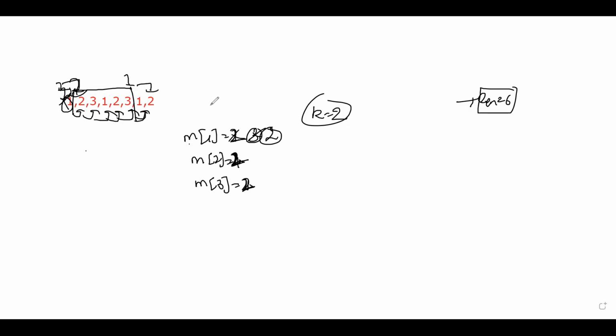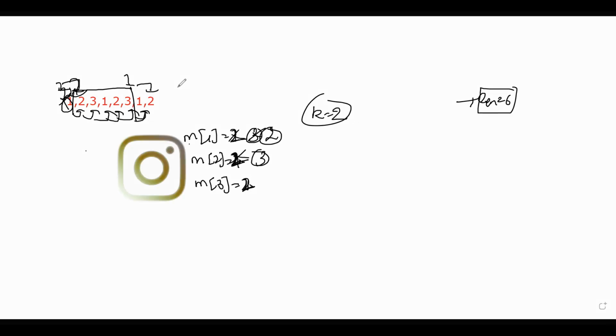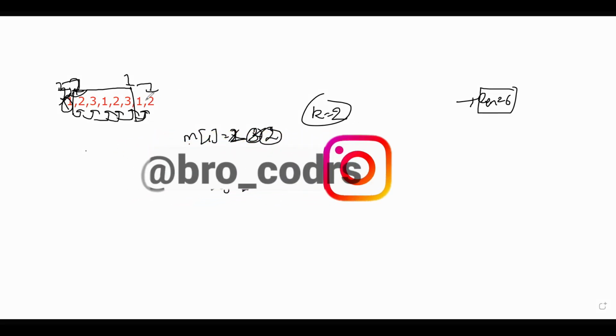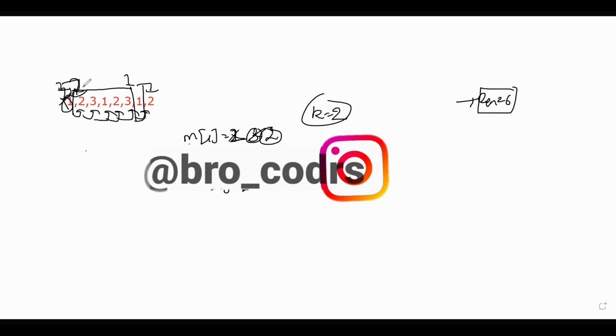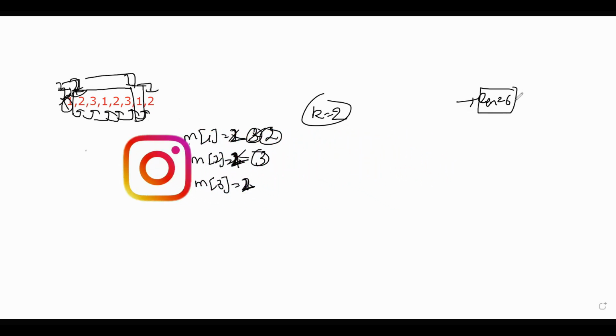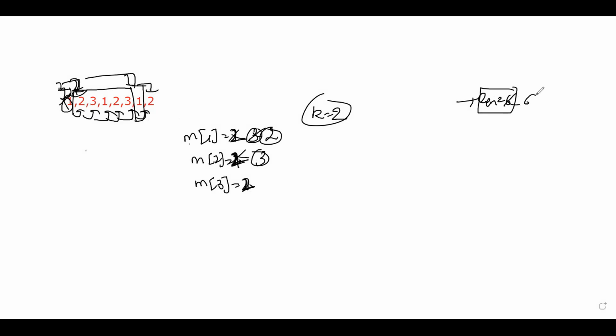Now moving this ahead, map of two again becomes three. Now this is again a problem because no element can be greater than k. So what can we do? Here to here it was a good array, now it's not a good one. So what was the length? From here to here it's six again. So we can take the maximum of the previous length and the current length, six and six, maximum is again six, right?